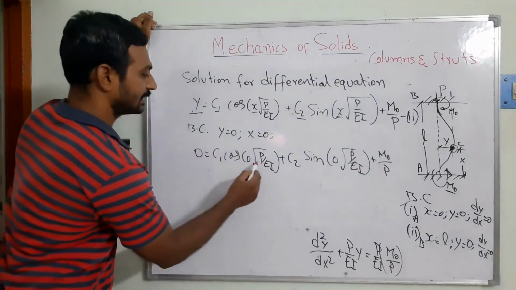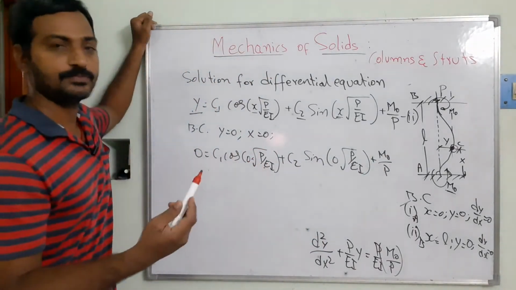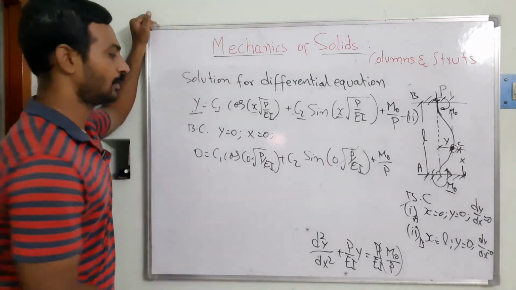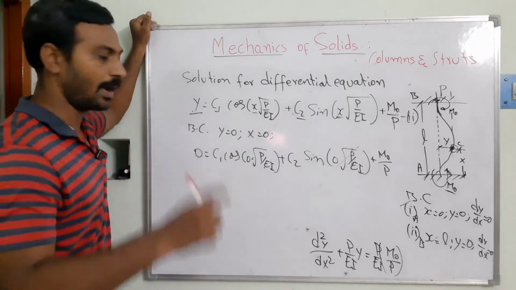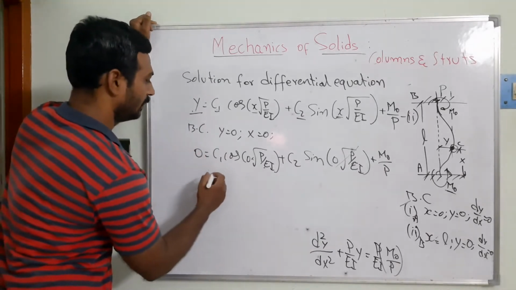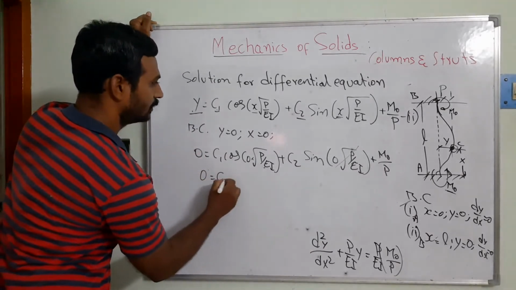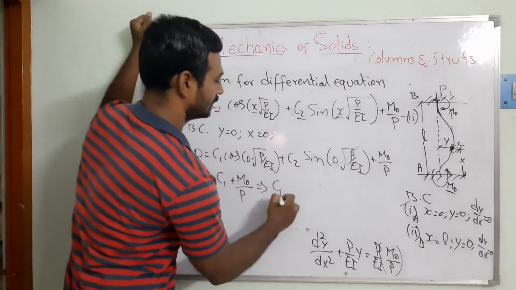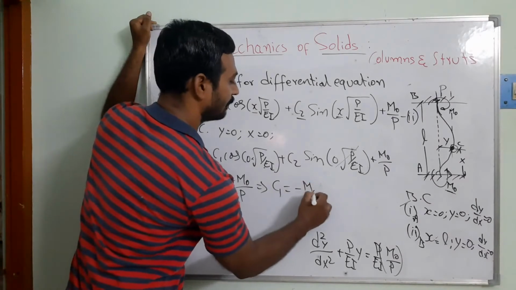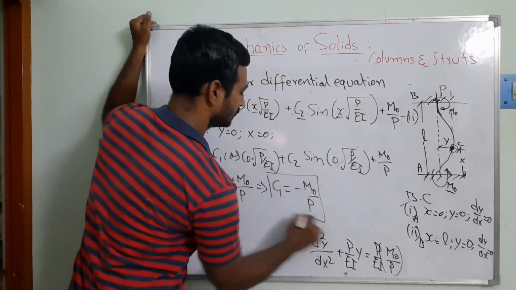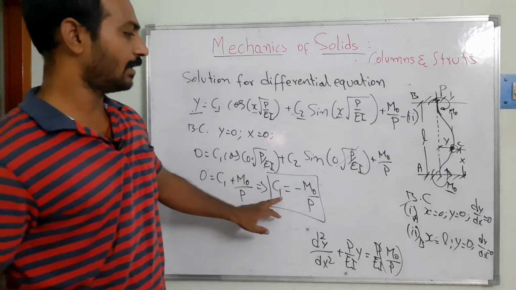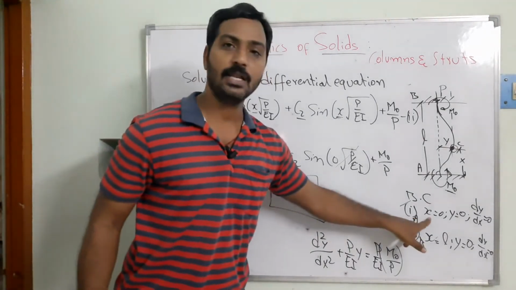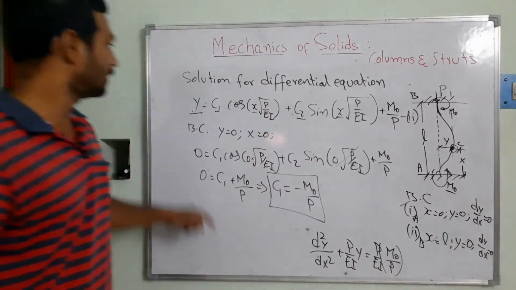We know that 0 into this parameter will become 0, here also we are getting 0. So sin 0 is equal to 0, and cos 0 is equal to 1. So that is going to be 0 into c1 plus M naught by P, we got it. From this equation c1 is equal to minus M naught by P, I got it. That means by substituting the boundary condition, the x as well as the y, we got this equation.